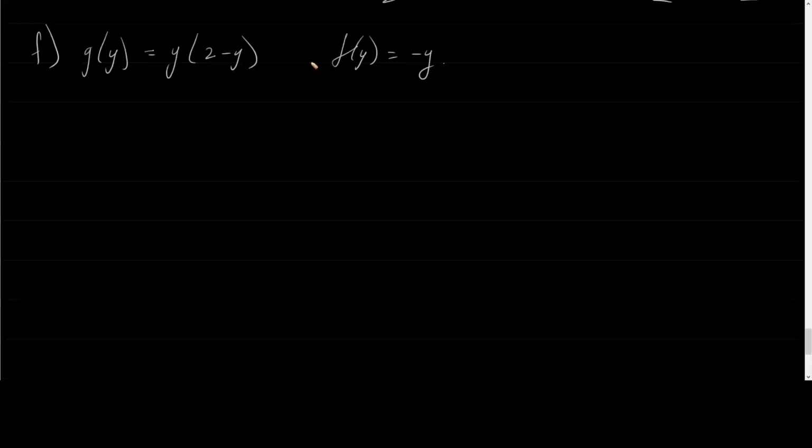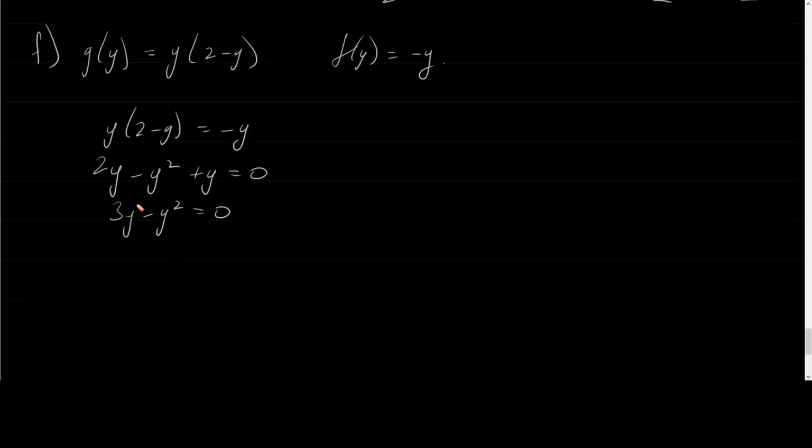I start first by setting these two equal to each other. So y times 2 minus y is equal to negative y. Put everything on the same side. I'm also going to expand. So y times 2 is 2y minus y squared, and then plus y equals 0. Combine like terms. 3y minus y squared equals 0. Factor: y times 3 minus y, not y squared, times y equals 0. So either y equals 0 or y equals 3. All right. So that gives us the region that we're working in.